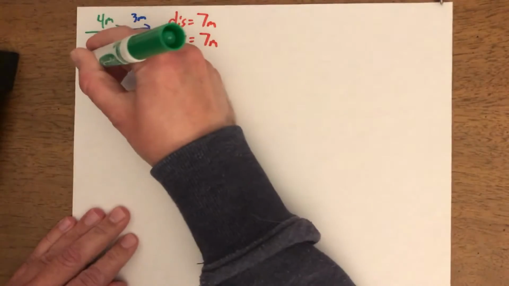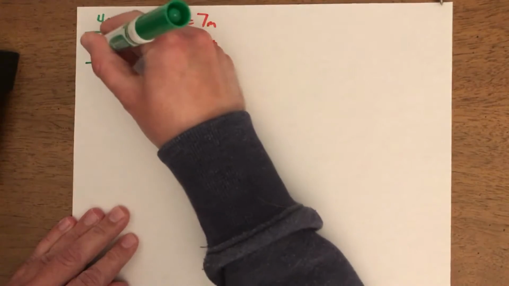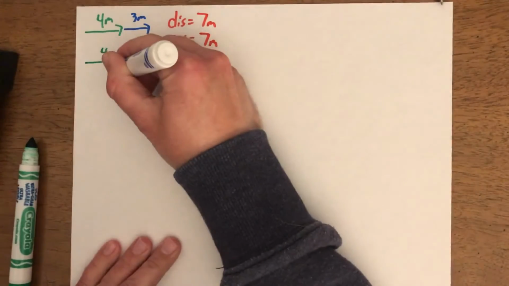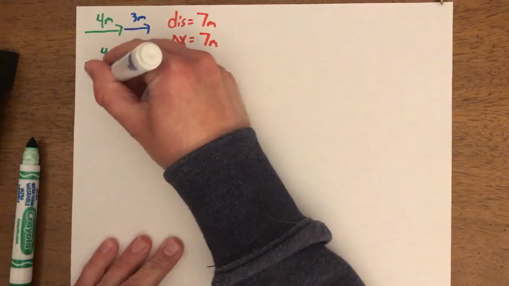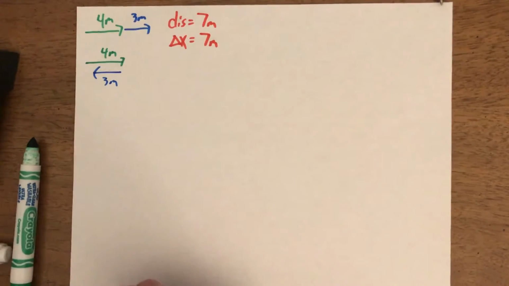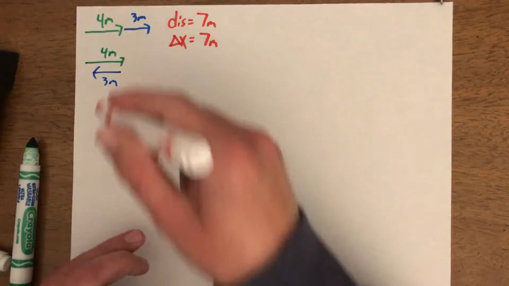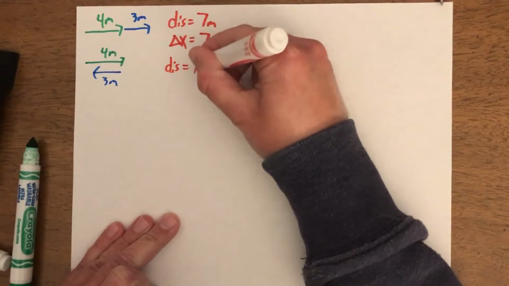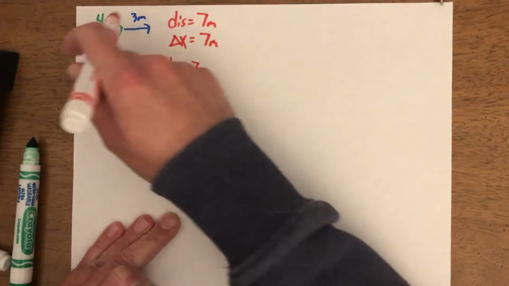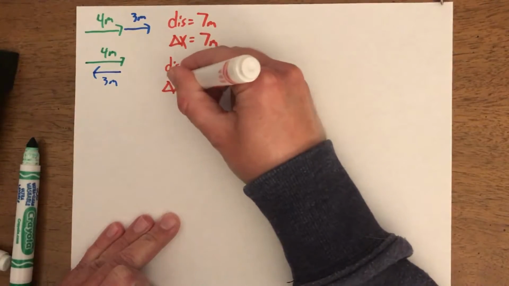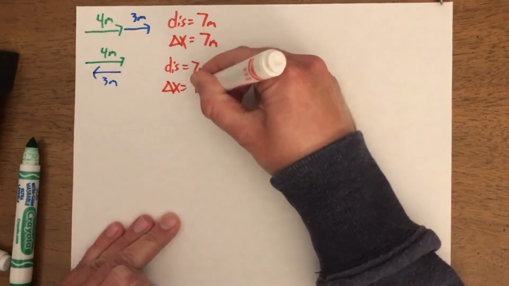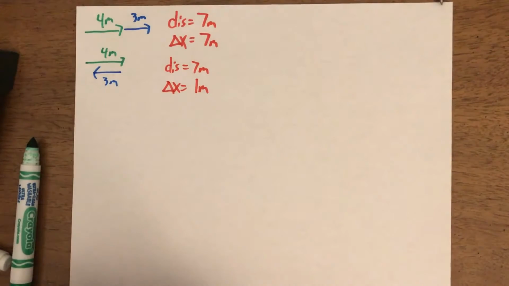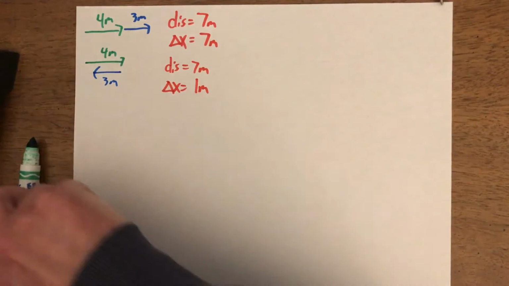What if we walked 4 meters to the east, let's say, or right, whatever, and we walked 3 meters to the left in this case? So we've already done this. Our distance that we walked would be 7 meters again, 4 this way, 3 that way. And our displacement, though, in this case would only be 1 meter. We're 1 meter away from where we began.